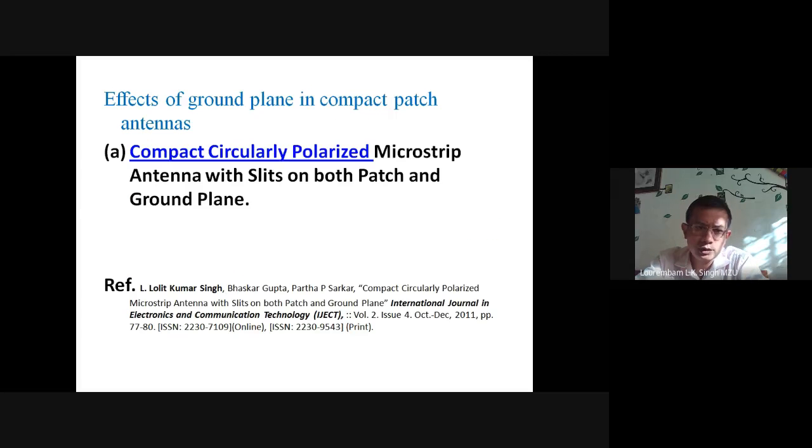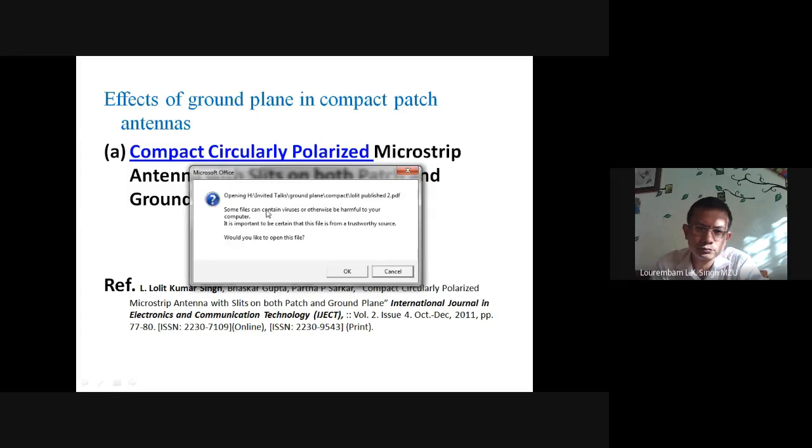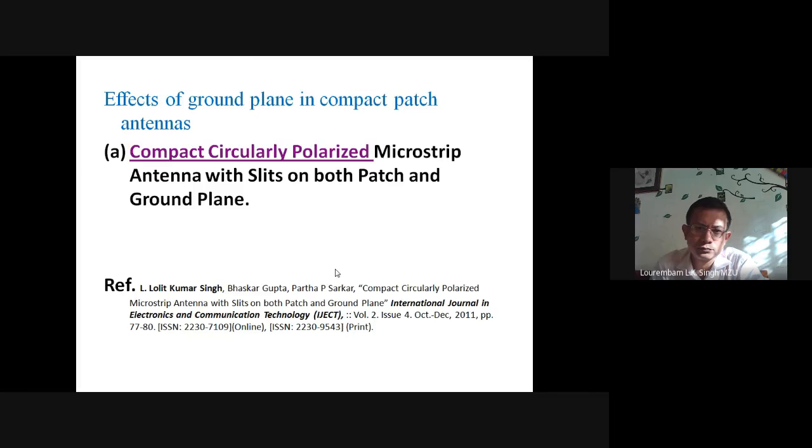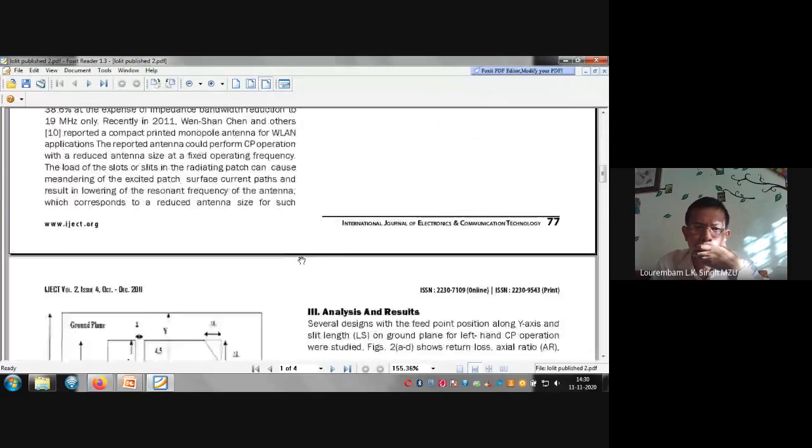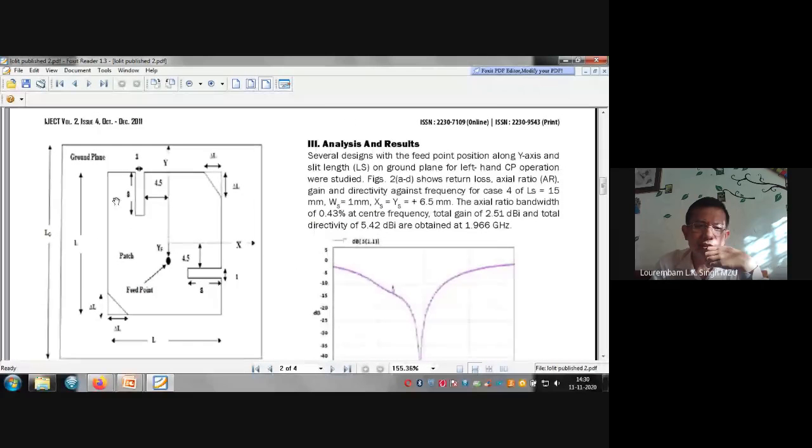So here we have also proposed certain structures. This will be mainly on the compact circularly polarized antenna. This kind of structure is the patch shape. This is circularly polarized. We have three kinds of polarization: circular polarization, linear polarization, and elliptical polarization. This is a circularly polarized antenna.